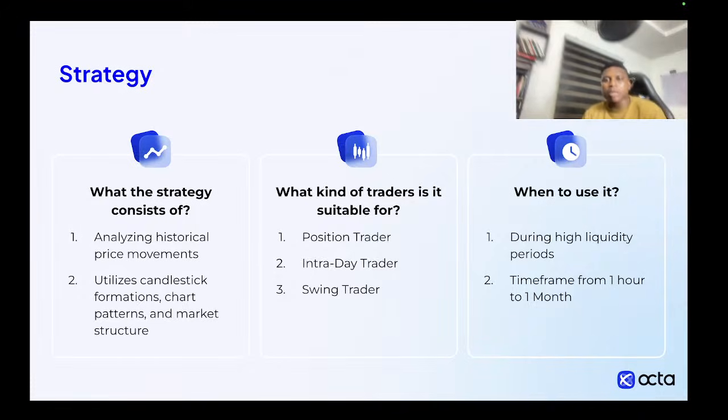Then what kind of trader is this suitable for? It is suitable for a position trader, an intraday trader, and a swing trader.